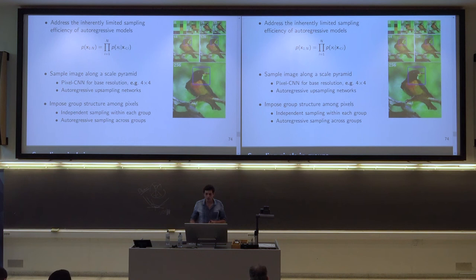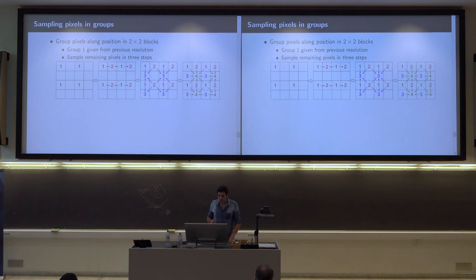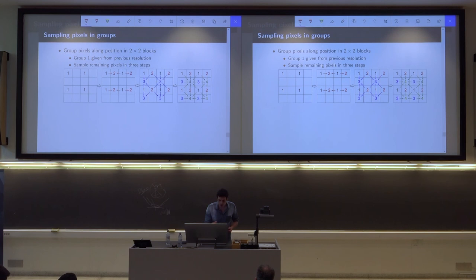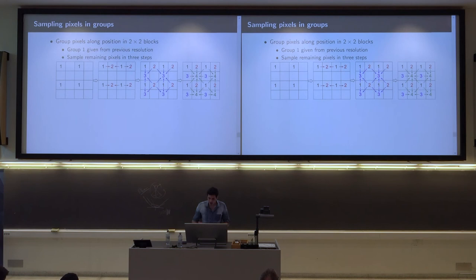Okay, this could look like this. The numbers give you groups, so group one was our initial group, the image at a low resolution. Then you want to sample your image, so you will condition on this group and predict the second group, the red one. And then you do this again for the green pixel, and now you've upsampled by a factor of 2 by 2. If you do this again and again, you will get a big image in the end. Still much faster to sample than a standard pixel CNN.